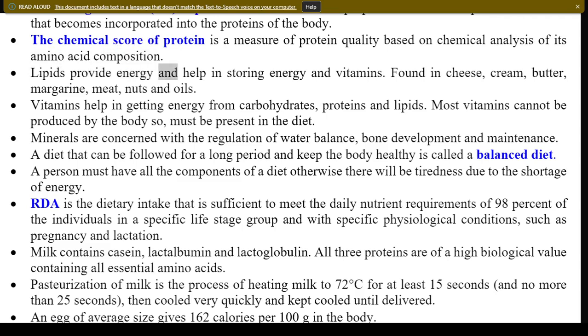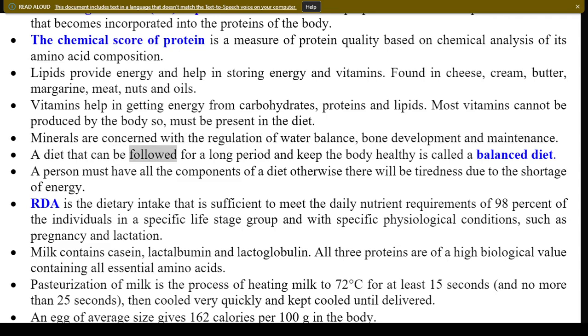Lipids provide energy and help in storing energy and vitamins. Found in cheese, cream, butter, margarine, meat, nuts, and oils. Vitamins help in getting energy from carbohydrates, proteins, and lipids. Most vitamins cannot be produced by the body, so must be present in the diet. Minerals are concerned with the regulation of water balance, bone development, and maintenance.